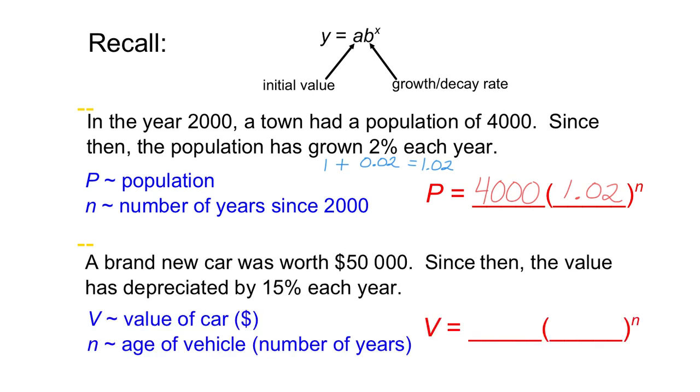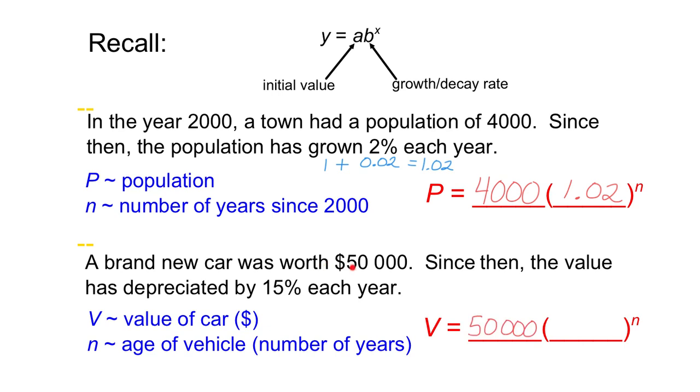Now let's do a similar thing with a different application. A brand new car was worth $50,000. Since then, the value has depreciated by 15% each year. Just so you know, depreciation means the value of the car is getting less and less each year. So we're going to use V to represent the value of the car in dollars, and N to represent the age of the vehicle, number of years. So to calculate the value of the vehicle a certain number of years after it was originally purchased, we need to figure out what the initial value was and the growth or decay rate.